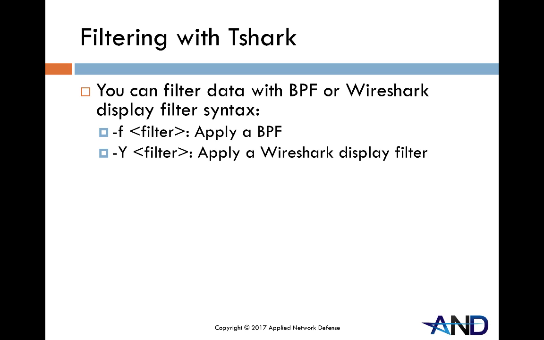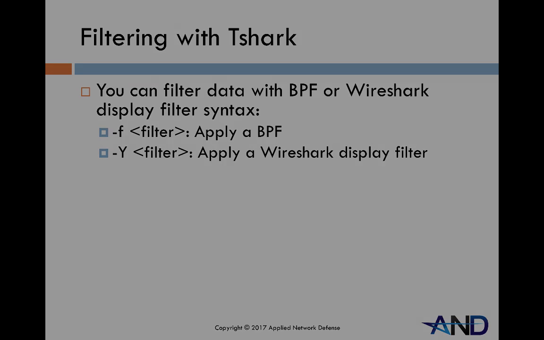For BPFs, it's -f, a lowercase f, and for Wireshark display filters, it's a capital Y, and then of course after you specify the argument, you put your filter in there as well. And you can put filters in a lot of different formats. There are a few best practices. I generally wrap mine in quotes, single or double, it doesn't really matter, but I do generally wrap them in some type of quote so they're a little easier to deal with, and I can break up multiple statements in a more logical way.